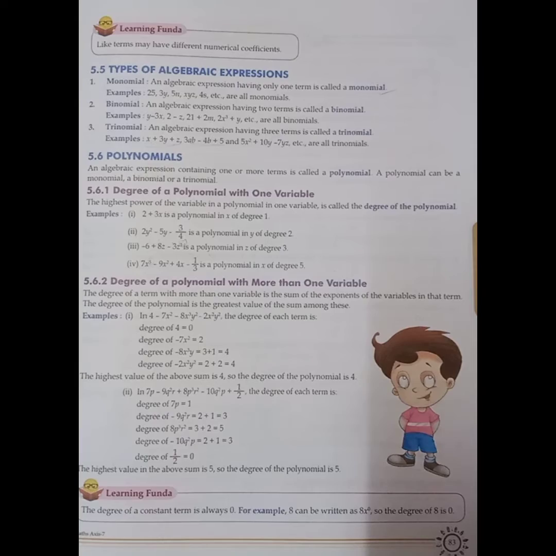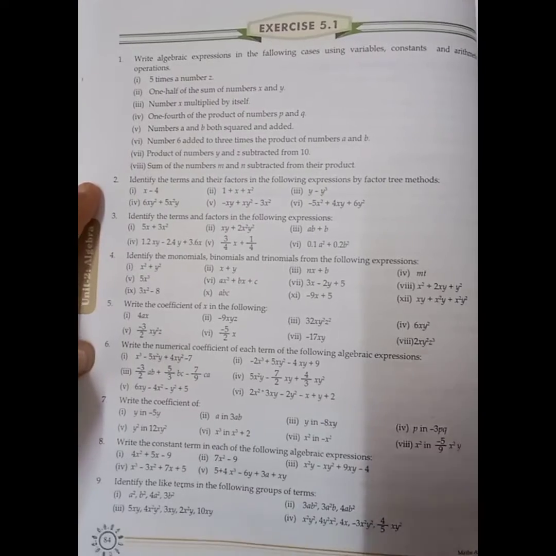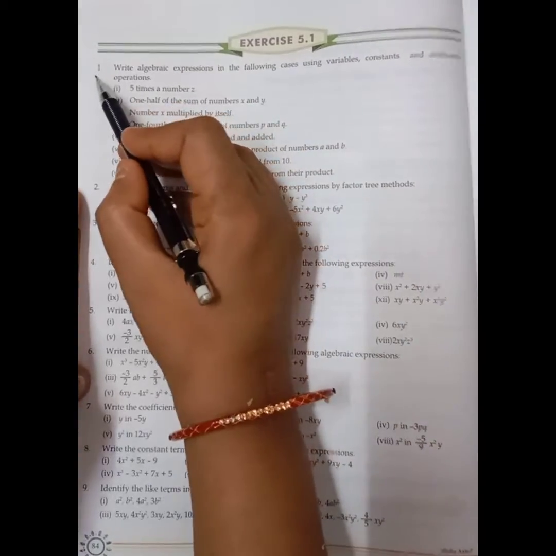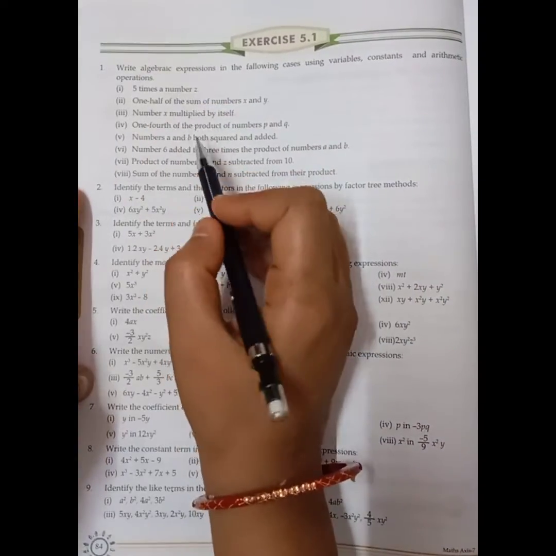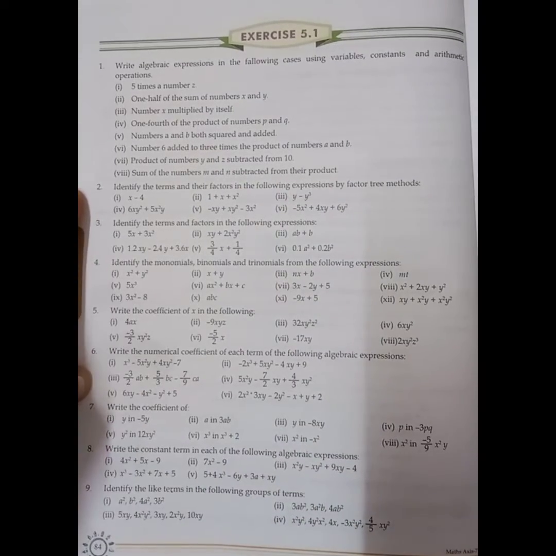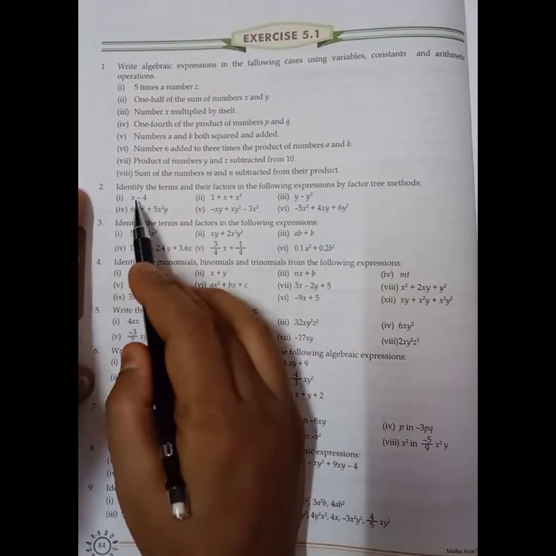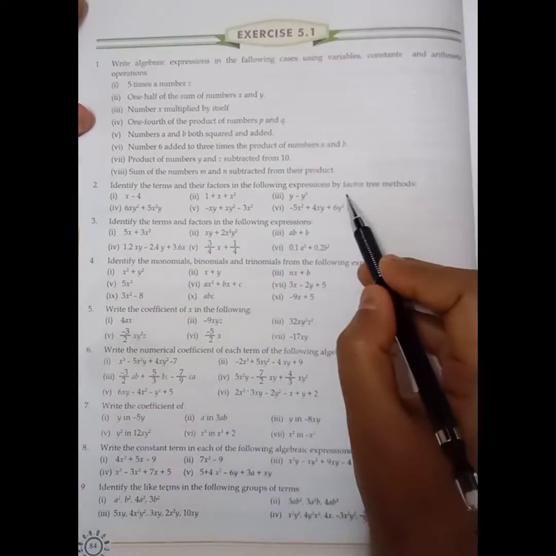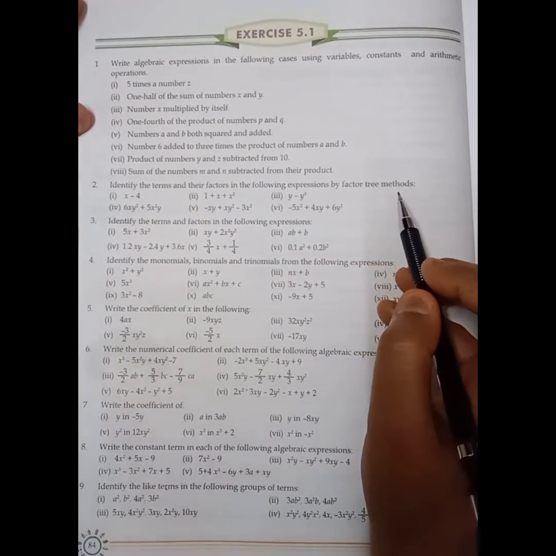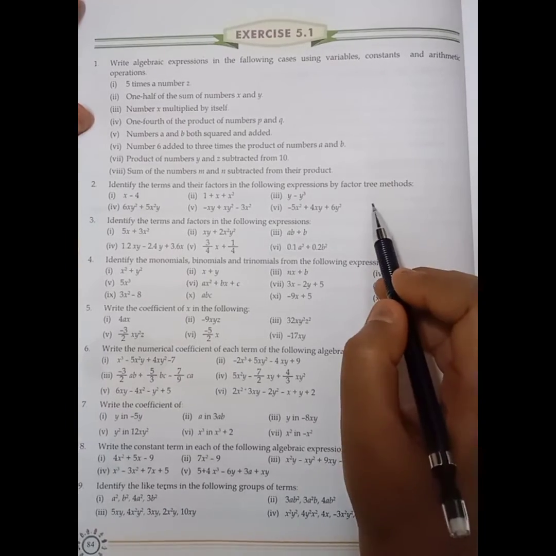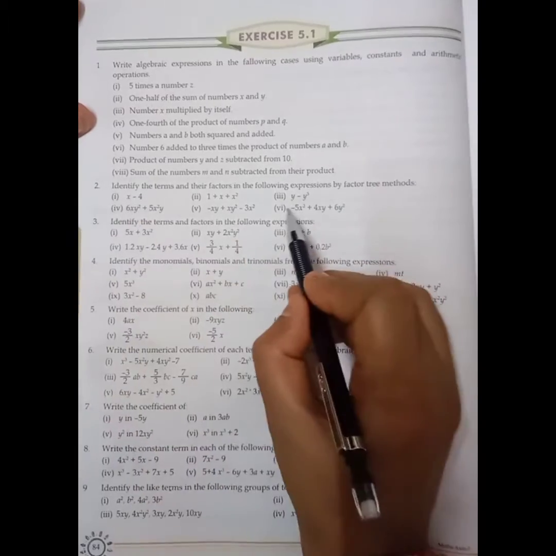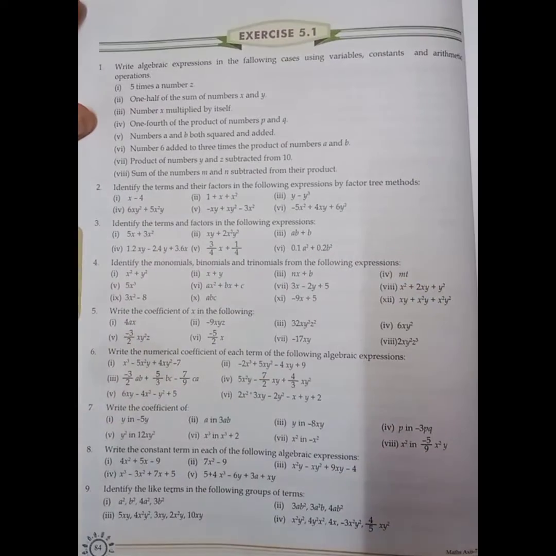Got it, student? Now, come to page number 84, student. Let's start with exercise 5.1. Question number 1, I know you can do yourself. And in question number 2, we have to identify the terms and their factors in the following expressions by the factor tree method. Now, let's see this method practically. We are doing question number 2, part 6. Okay.